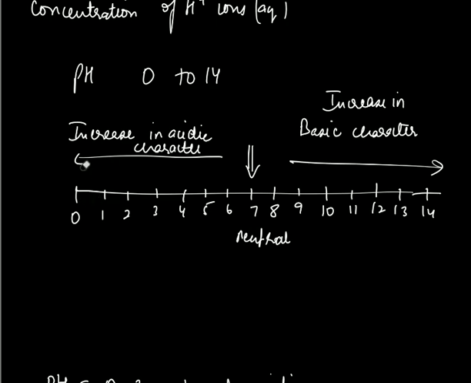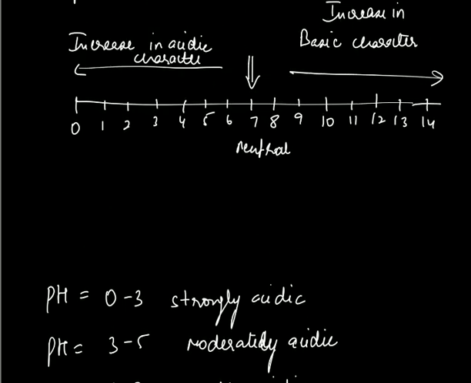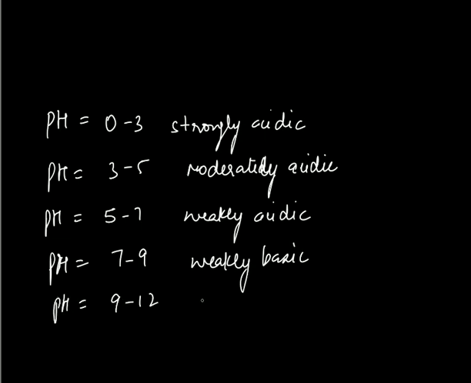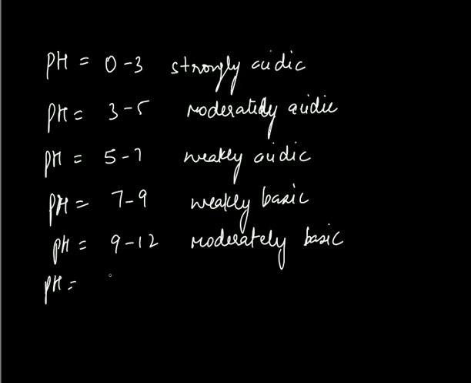One way to remember this pH scale is to look at the terminals. The terminals are always strong. On the left hand side, less than 7, it's strongly acidic, and at the other terminal, strongly basic. But near 7, neutral, it's always going to be weaker: weakly acidic, weakly basic. So I've written here 5 to 7 is weakly acidic. 7, we know, is neutral. Then a pH range of 7 to 9 is weakly basic. 9 to 12 is moderately basic. Then 12 to 14 is strongly basic. 7 is neutral.